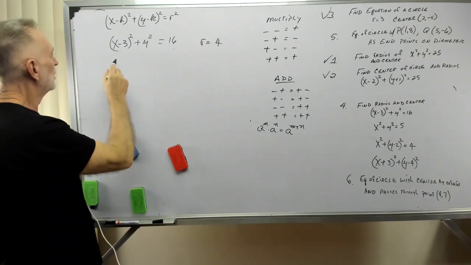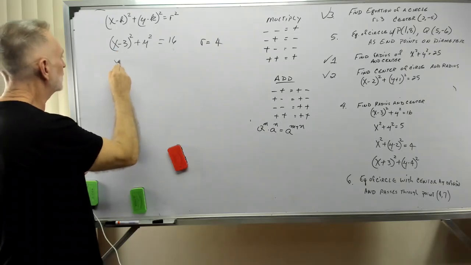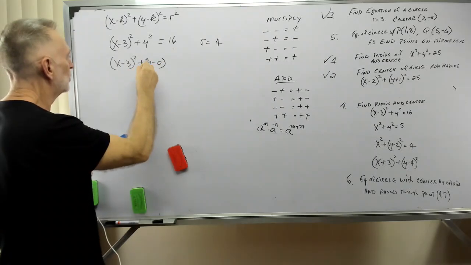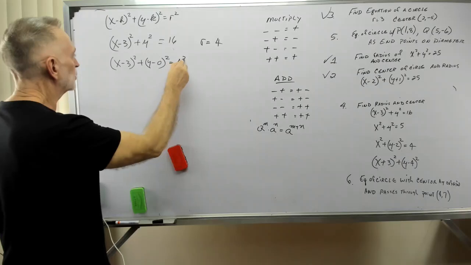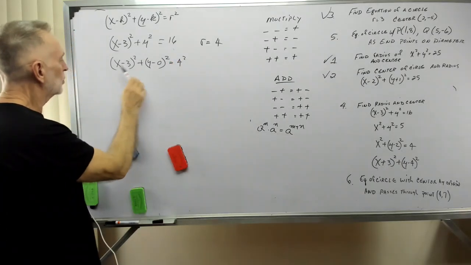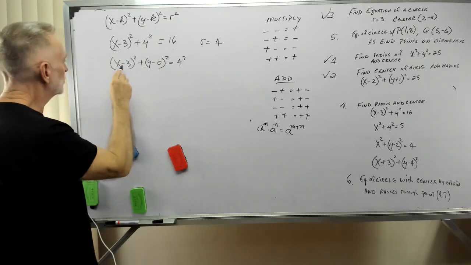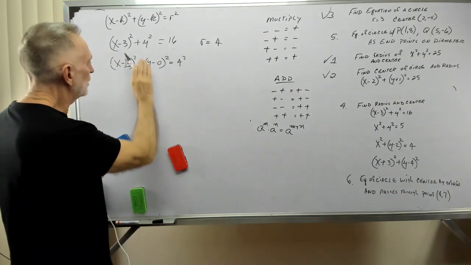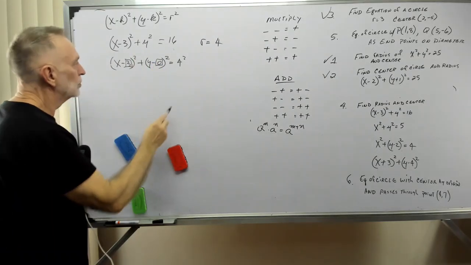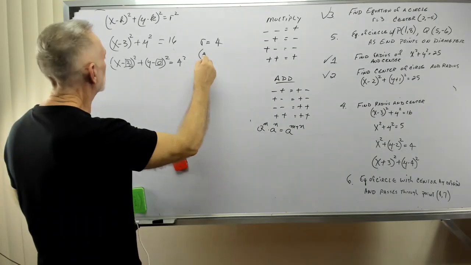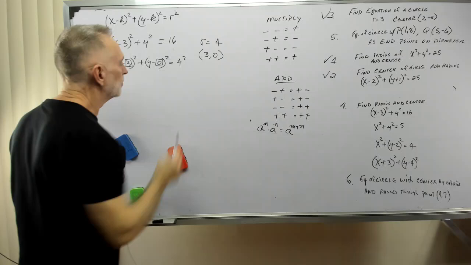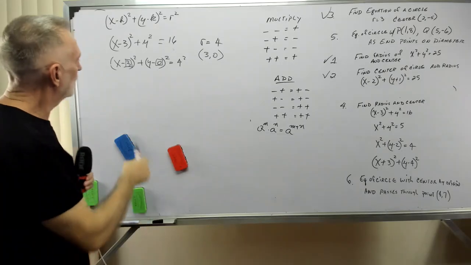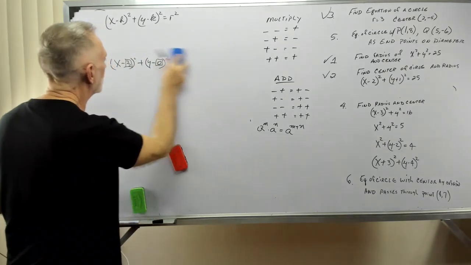My center is going to be x minus 3 squared plus y minus 0 squared equals 4 squared. So put your hand over the x minus, what's left? In this case, a positive 3. y minus, what's left is 0. So my radius is 4. The center of this thing is 3, 0. x and y. Well, that's not bad. Okay.